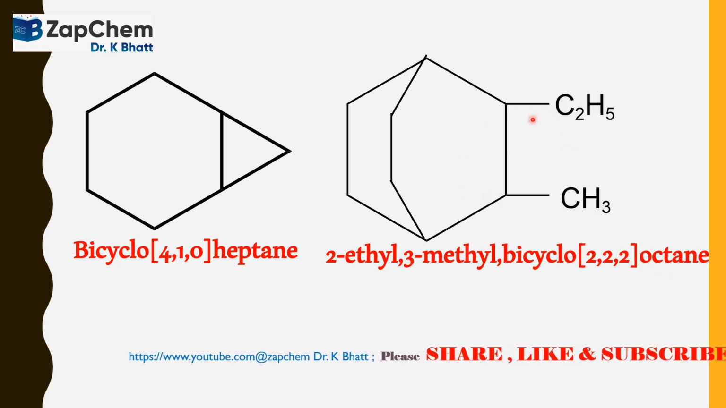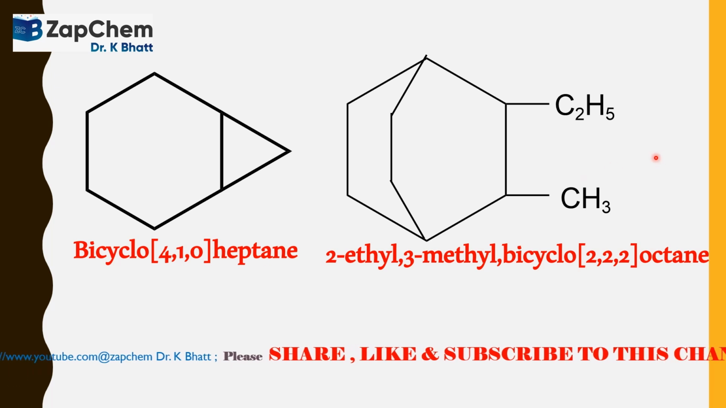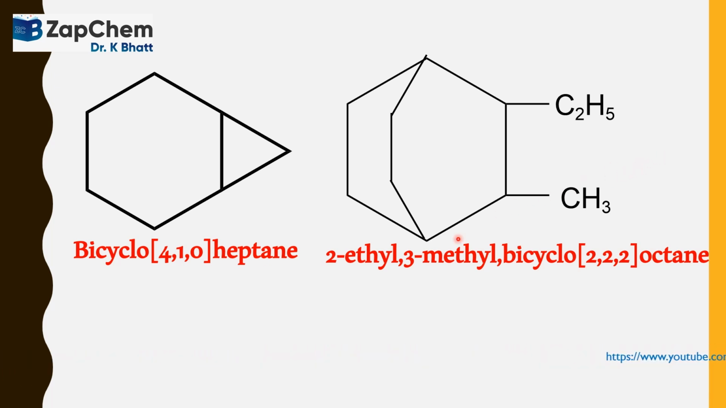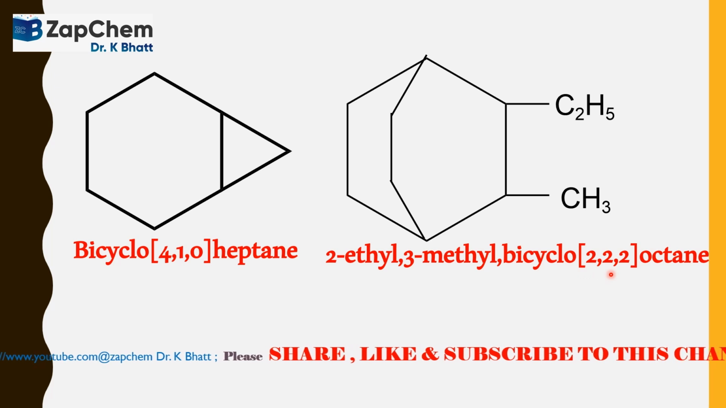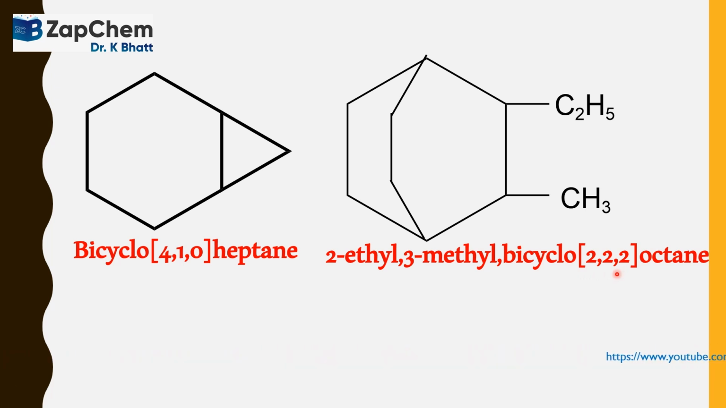Similarly, now look here: it is of course a bicyclooctane, but there are two substituents, that is ethyl group and methyl group. So the same way we number, and name the substituents alphabetically, and it is 2-ethyl-3-methyl bicyclo 2,2,2 octane. This you have to make out yourself.